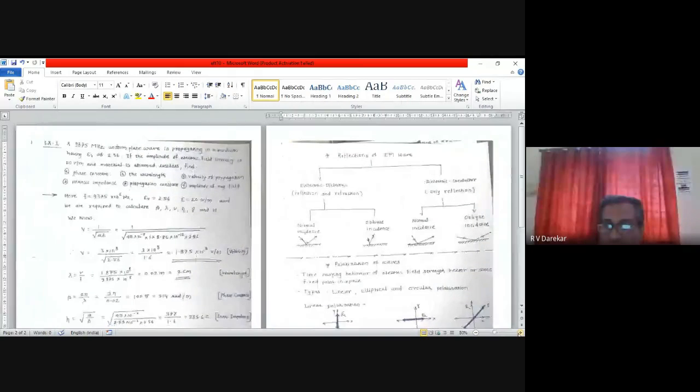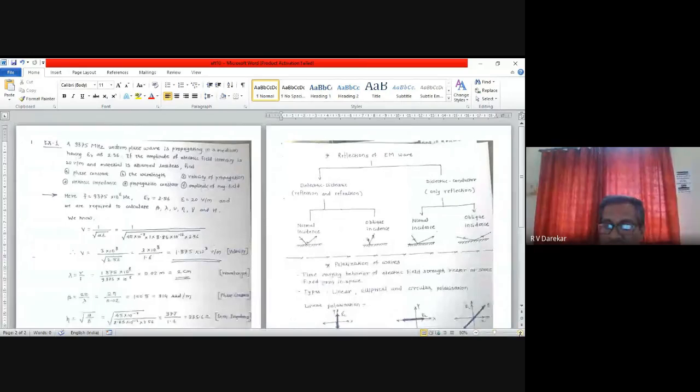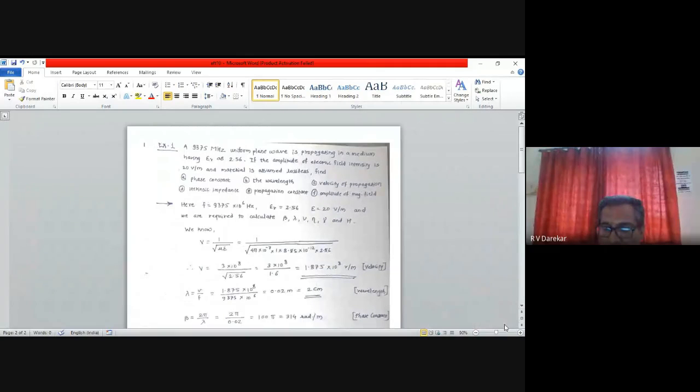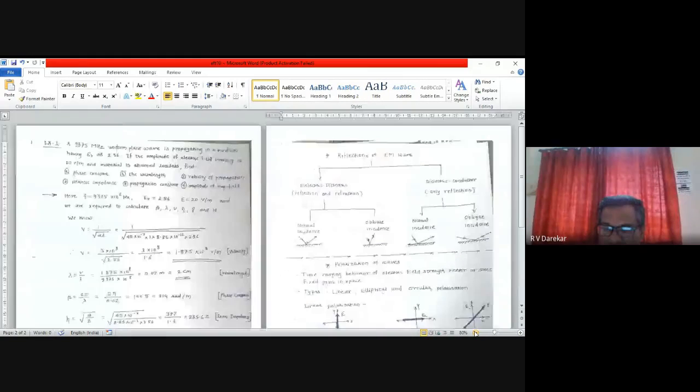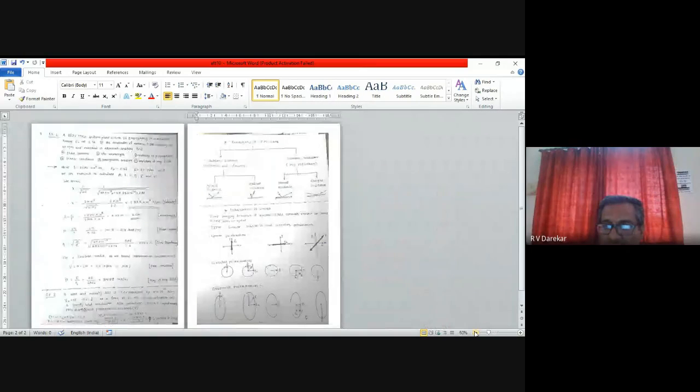This page can be kept in mind as one of the theoretical questions, probably in the question paper, where we are required to answer a short note on reflections of electromagnetic waves and the polarization of electromagnetic waves.